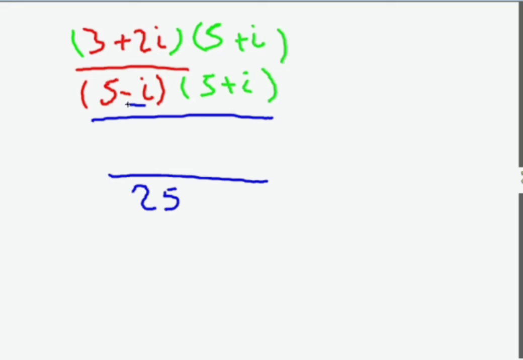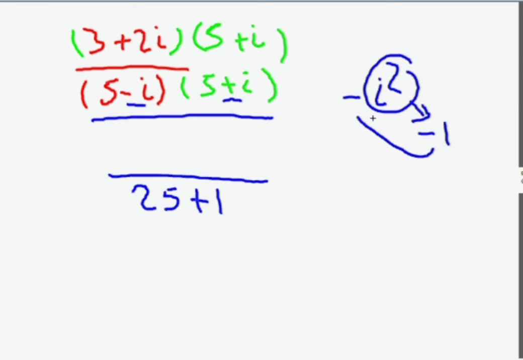minus 1 times positive 1, that will give you negative 1, and you get i squared, so this will be plus 1. As we said, it will be negative i squared, and i squared is equal to negative 1, as you know. So if you multiply negative by negative 1, that will give you positive 1. That's what we have down here.